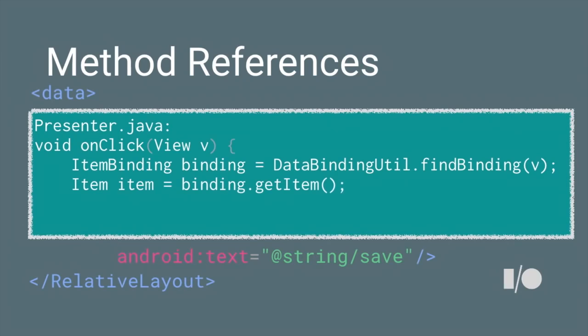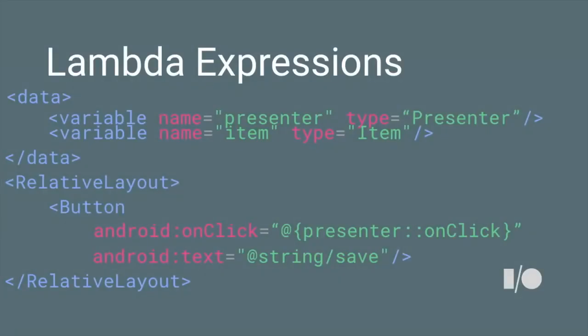So it's a cool method: DataBindingUtil has a findBinding method from any view. And then you get the item from there and do whatever you want with it. But this was still a lot of unnecessary code, so we wanted to make this a little bit easier. We introduced Lambda expressions, so you get rid of that. You can instead just say, when onClick happens, call presenter save with the item.